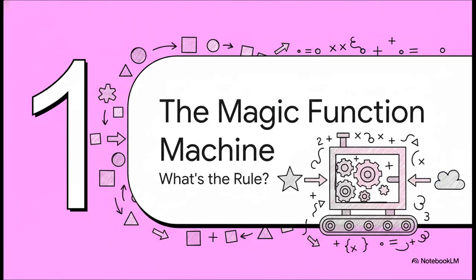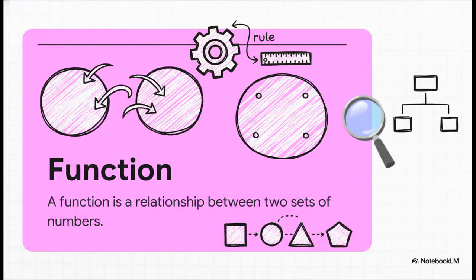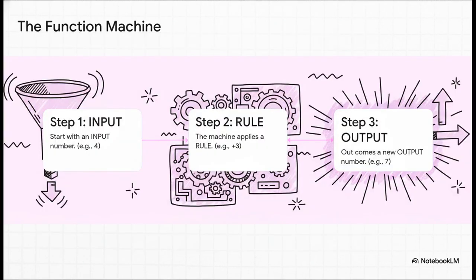All right, first up, the magic function machine. This is such a simple idea, but honestly, it is the key to really getting what a function is and what it's for. The most important word there is relationship, but it's a very specific kind. A function is a consistent rule. It's predictable. You put a number in, and you are guaranteed to get one specific number out every single time. No surprises.